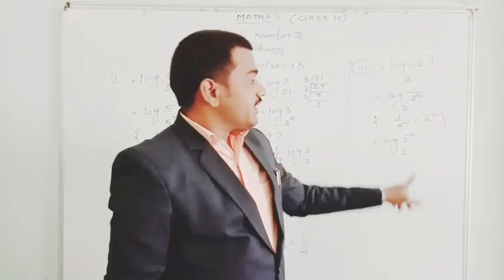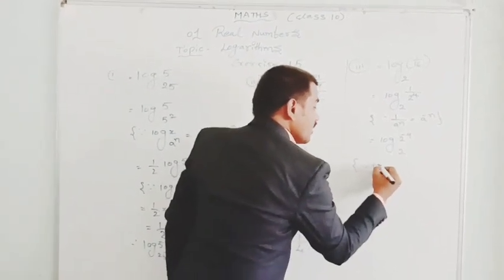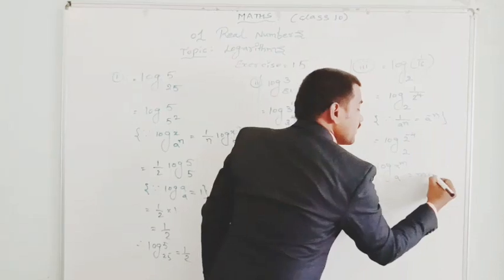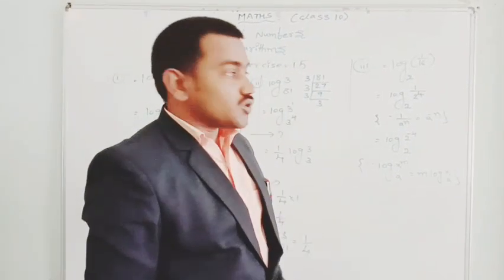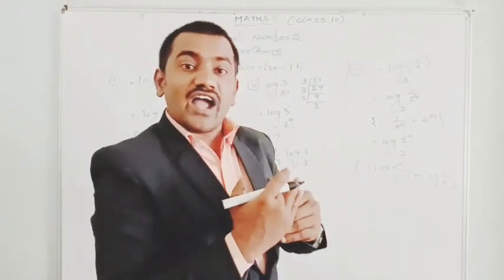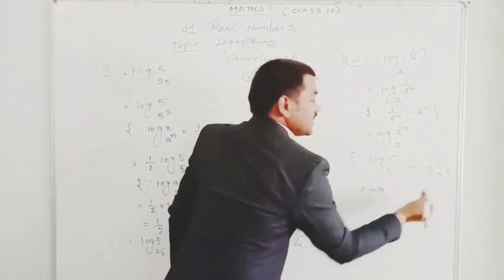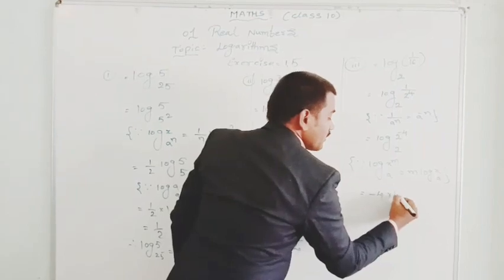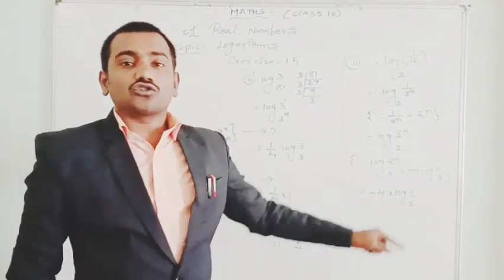And here we have one very important formula, that is log x to the power of m base a equal to m log x base a. So whatever the power is there, that will come in front of the log and multiply to the logarithm. So let's change it in this form: this minus 4 comes here into log 2 base 2. Again log 2 base 2.